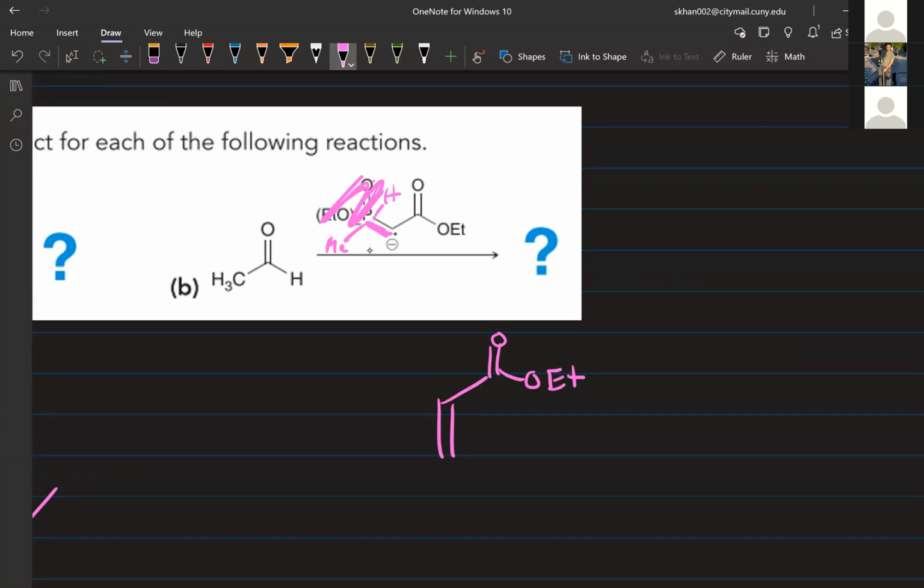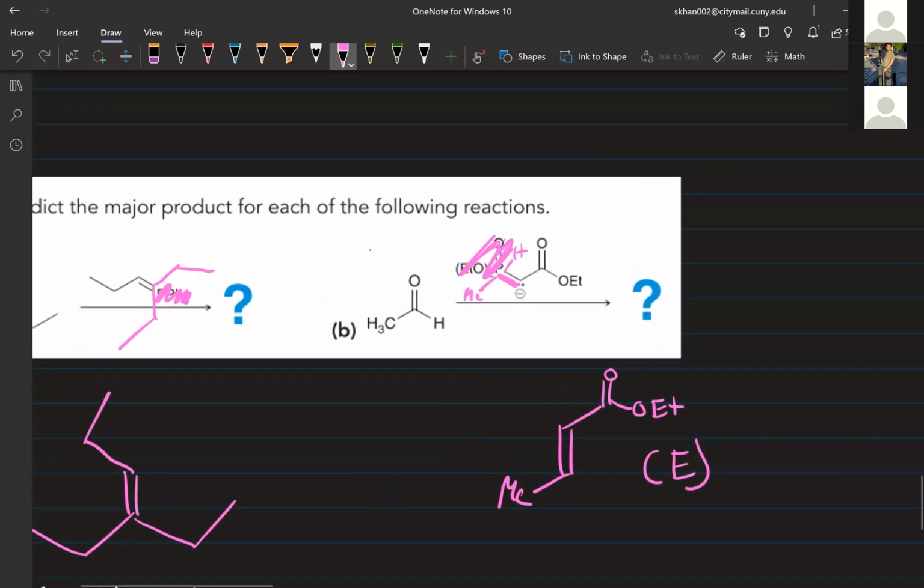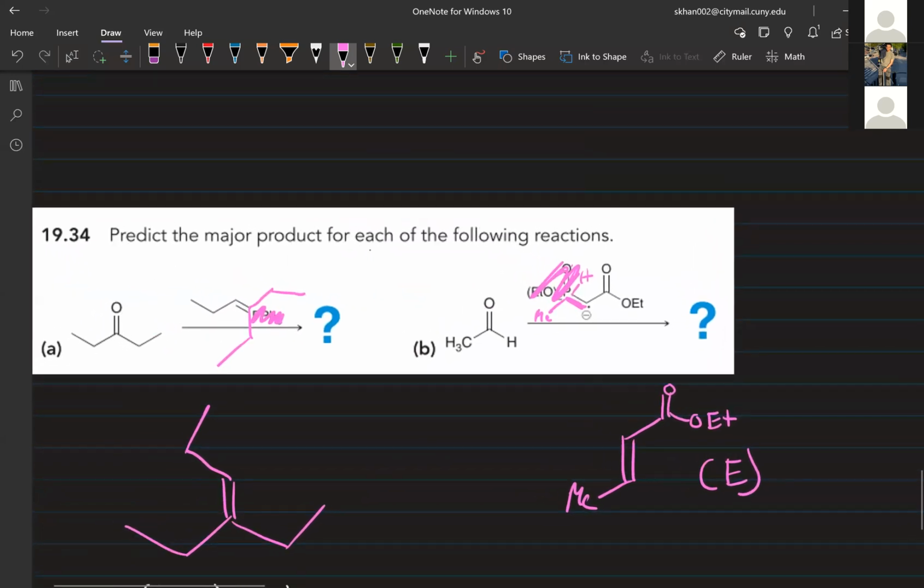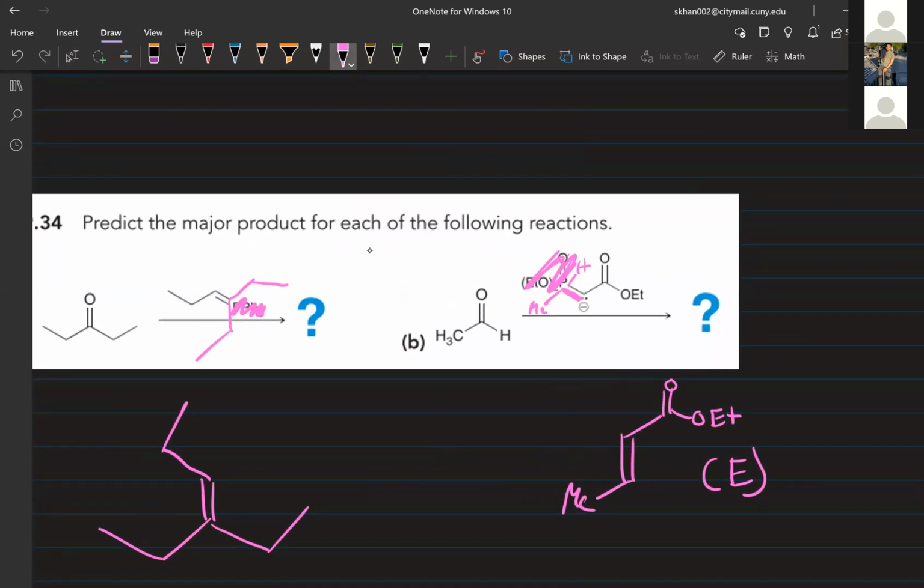Or you could have honestly drawn it the other way too. It doesn't matter. Yeah, this should be an E alkene, right? That's what I was saying. Getting the products for these kind of Wittig or HWE reactions is not too bad. It's really just seeing what groups connect to what.